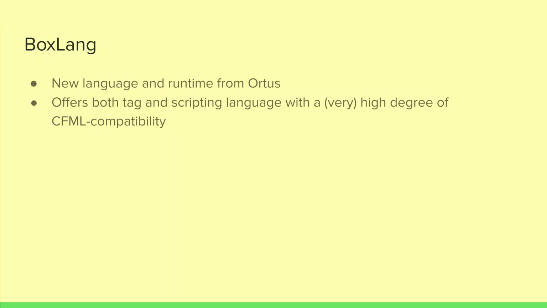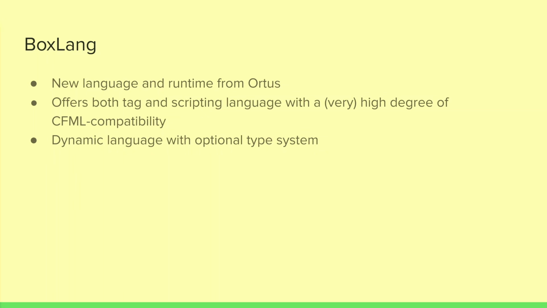So BoxLang is pretty much, as you have learned today, a new language and a new language runtime from Ortus. The nice thing that makes it immediately applicable for a bunch of people here is it has both a tag and a scripting language and a very high degree of compatibility with existing ColdFusion code. Maybe not 100%, and there are probably a bunch of edge cases and really quirky behaviors in existing servers, let it be Adobe ColdFusion or Lucee, that might not map exactly to BoxLang at this stage, but the idea is to have that compatibility, right?